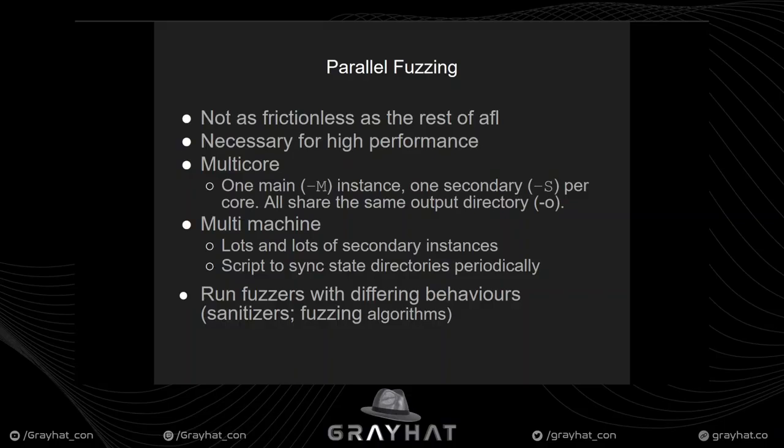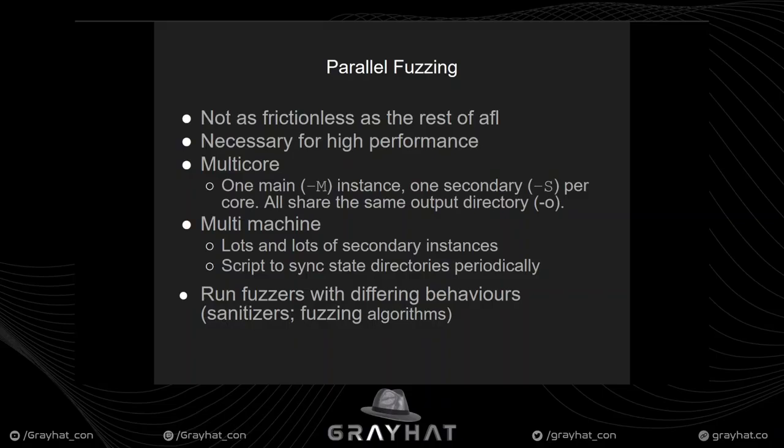The basic mechanism is to run a single main instance. You run afl-fuzz with the -M flag, and then multiple secondary instances. On a single machine, you'd run one secondary instance per core, and then on multiple machines, you just run lots and lots of secondary instances. On one machine, all the different instances share a state folder, so the out folder. On multiple machines, you have to periodically sync those state folders.